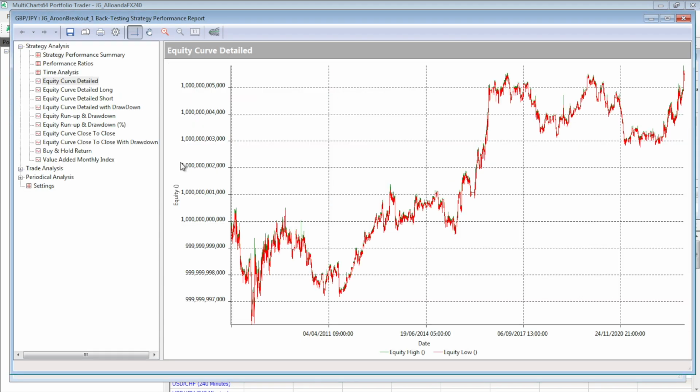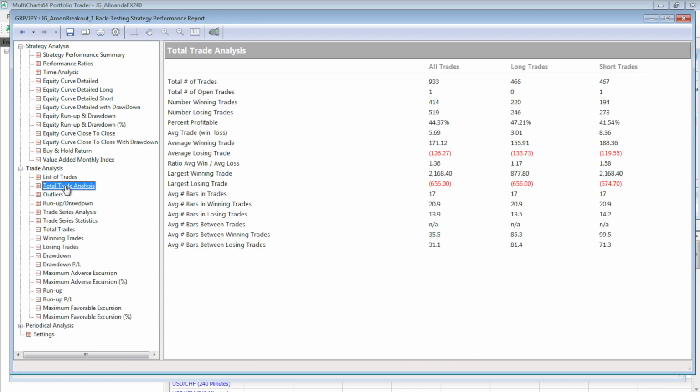Pound, Japanese yen. Equity curve is going up. It's okay. I mean, it's pretty flat recent years. The average trade size is 5.6 pips. Again, that's going to be too tight. That's probably not going to make money by the time we've paid trading costs.